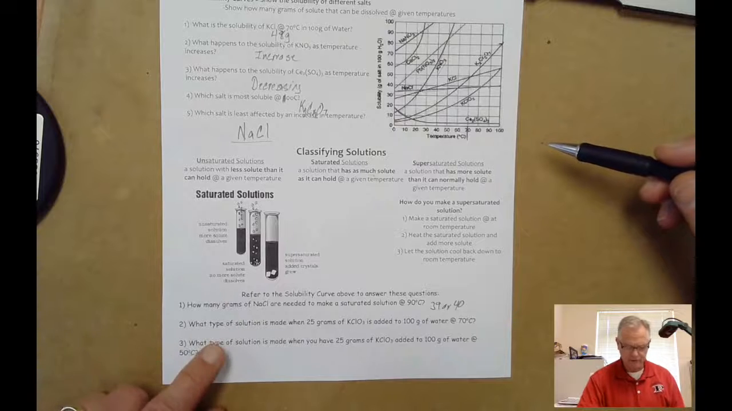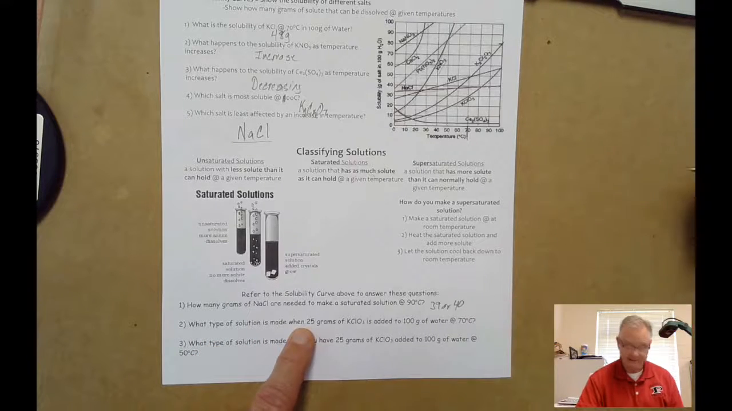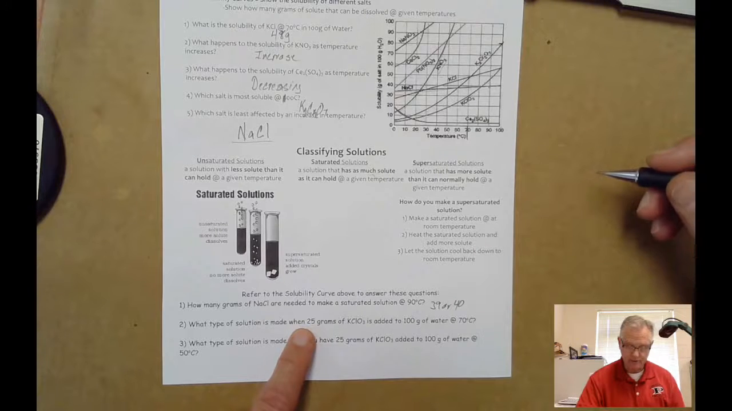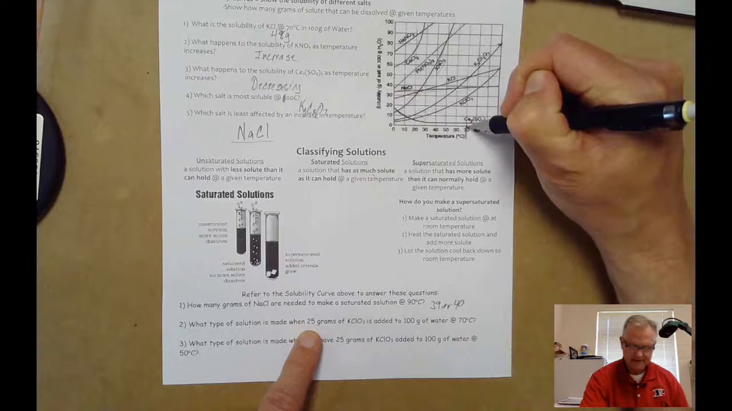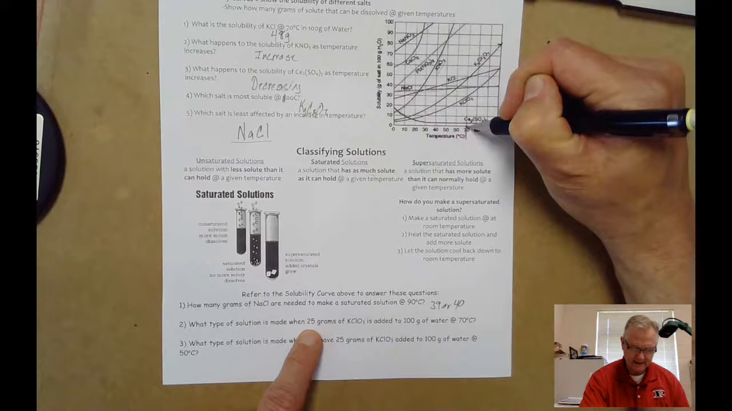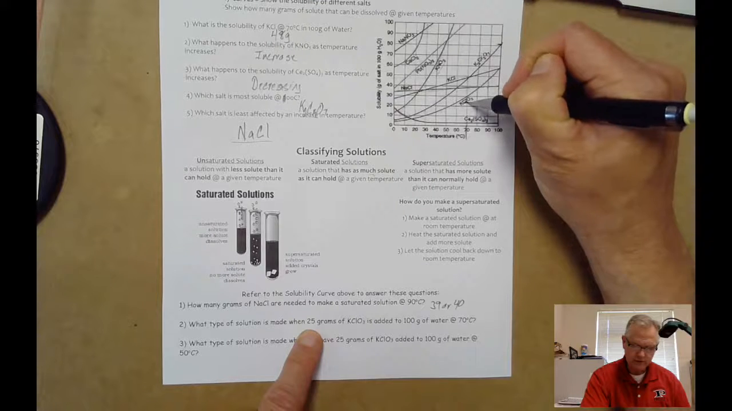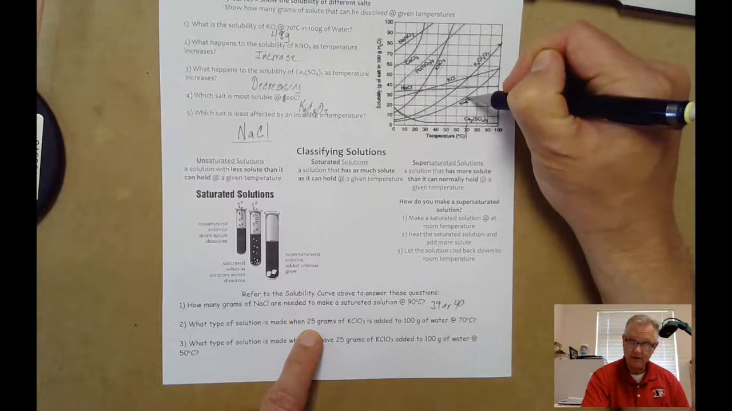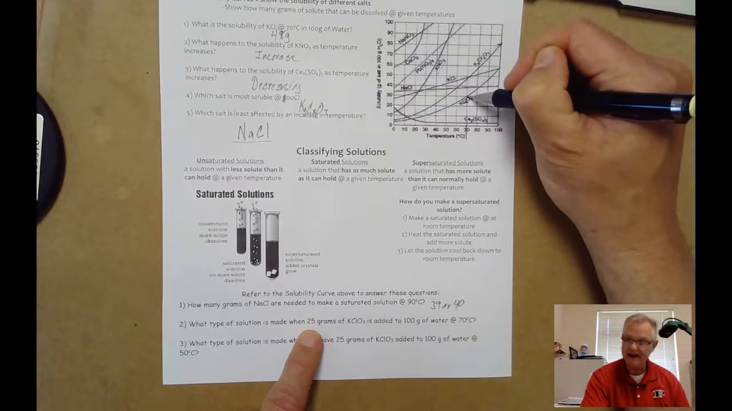What type of solution is made when 25 grams of KClO3 is added to 100 grams of water at 70 degrees? So right here is 70. Then it says I'm going to add it to the KClO3 and I'm going to add 25. Well, you see right there is 25. So did I make it all the way to its solubility line? No, a little bit short. Its solubility line is like 30.